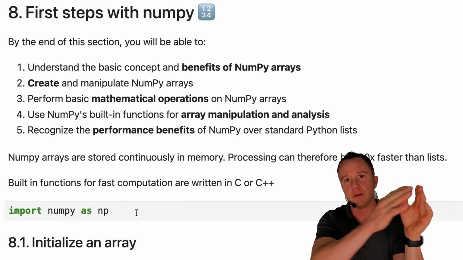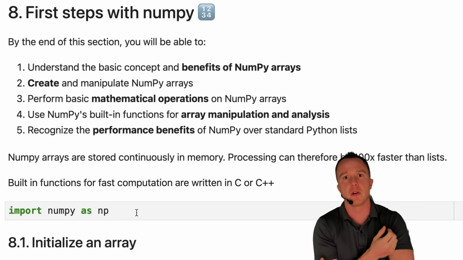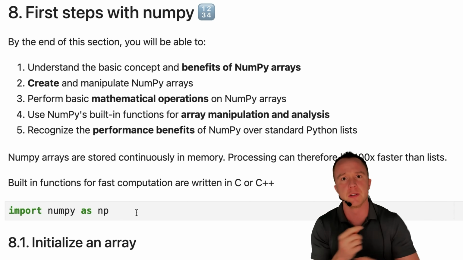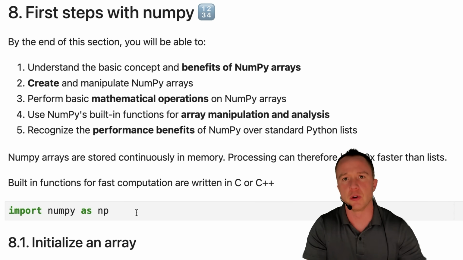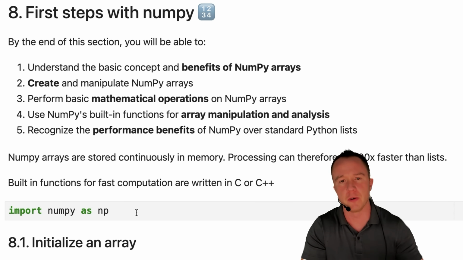But this only works if they're continuous in memory. Plus, a lot of NumPy functions in the backend are written in C, Fortran, or C++, which are faster languages than Python. So when you call the built-in NumPy functions, they take full advantage of that speed.